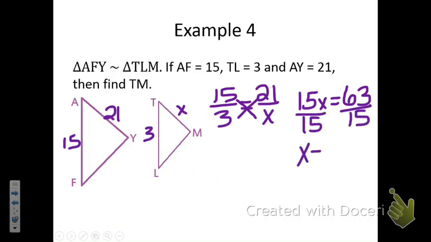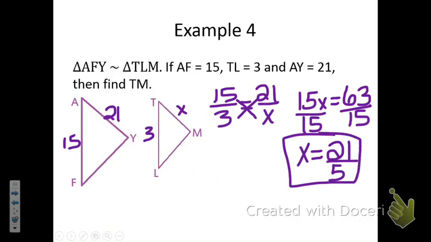Let's reduce it. So x will be, what do 63 and 15 both have in common? 3. 3 goes into 63 how many times? 21. And 3 goes into 15? 5 times. So x would have to be 21 over 5 in order for these two triangles to be similar and those ratios to be proportional.